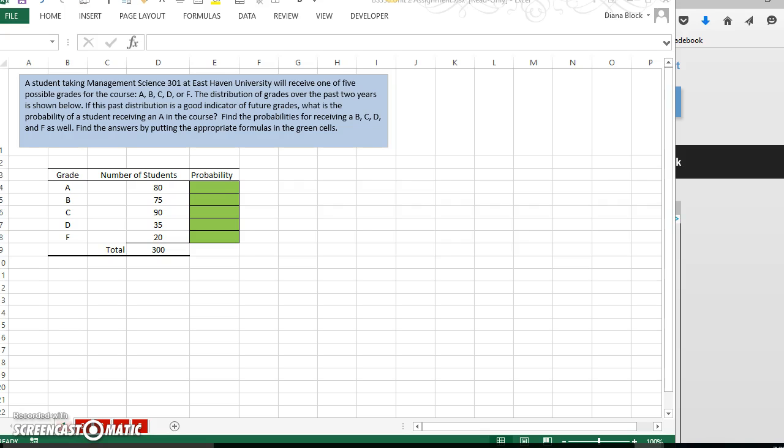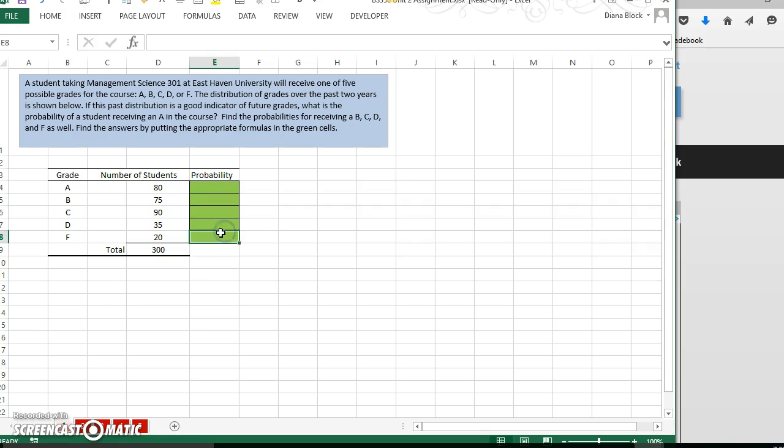All you'll need to do is to divide the number of students that received a particular grade by the total number of students. So if you take, in this example, 80 students divided by 300, that is the probability of a student getting an A. So you will do that with each grade. The number of students who got a B divided by the total number of students becomes your probability that future students will get a B.